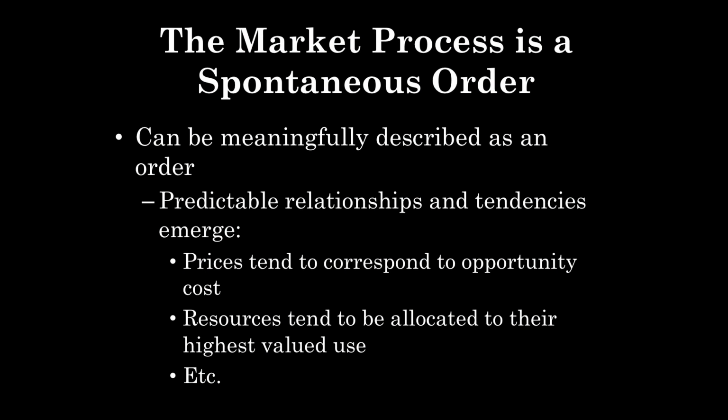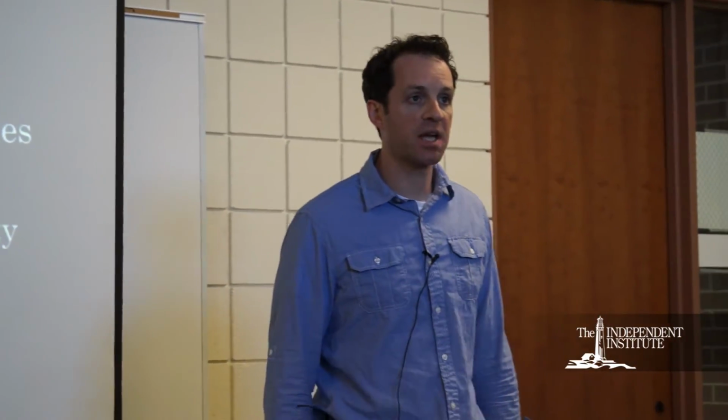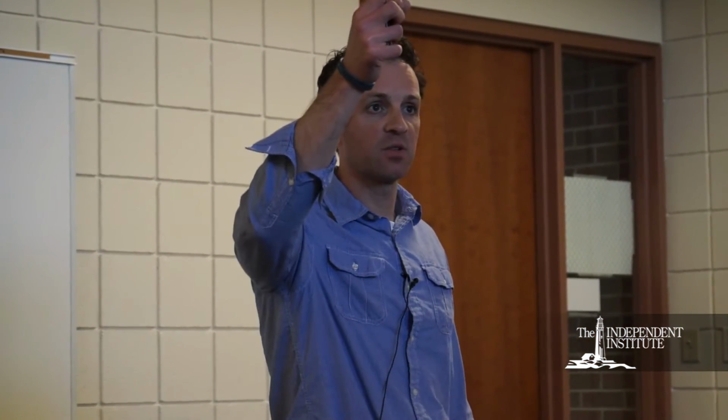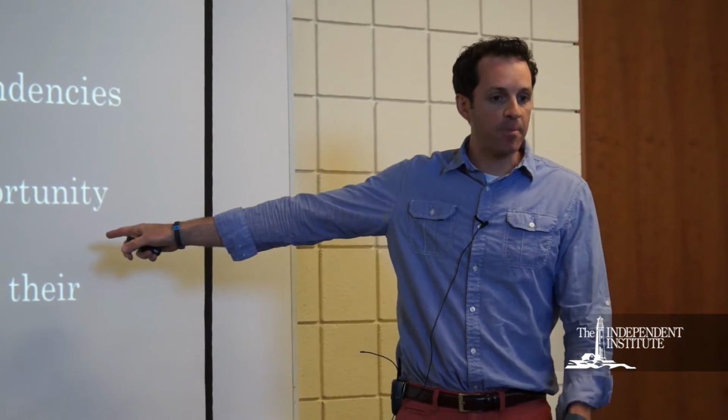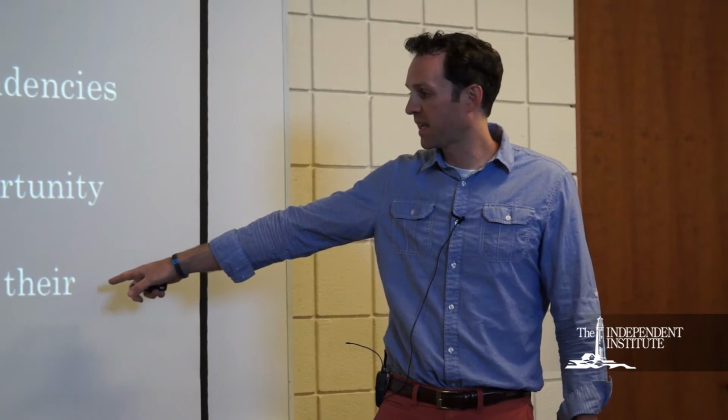Number 3, markets can be described as orders. Again, I can't make a point prediction about what the price of water will be next year. Economics does not allow me to do that. But it does allow me to make pattern predictions about how markets work. I know that a well-functioning market is one where resources will tend to be allocated to their highest valued use. How do I know that? Well, we have a theory of how prices operate and what prices capture, which is opportunity cost, and how people will change their behavior when prices adjust. A price increases, you consume less of a good or service and vice versa. That allows me to make pattern predictions about how markets operate. Prices will tend to correspond to the opportunity cost, and resources tend to be allocated to their highest valued use.